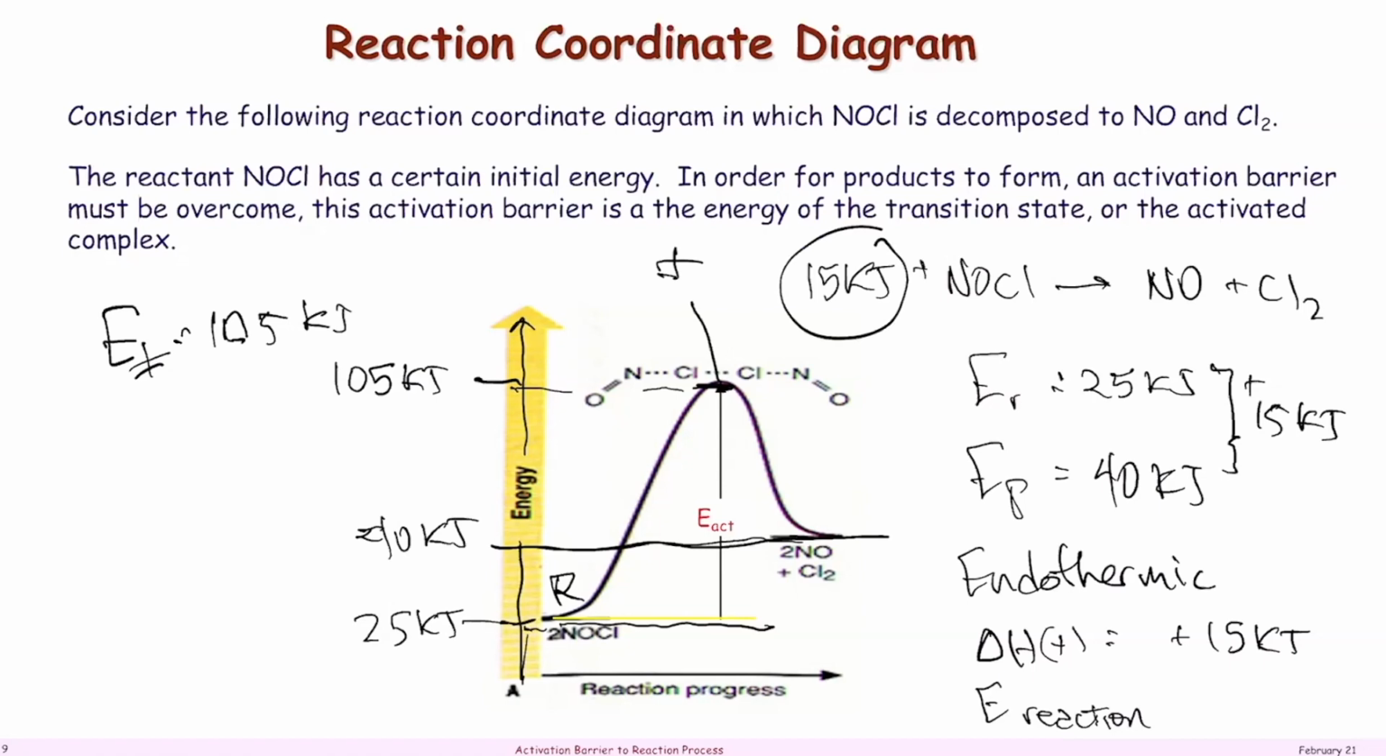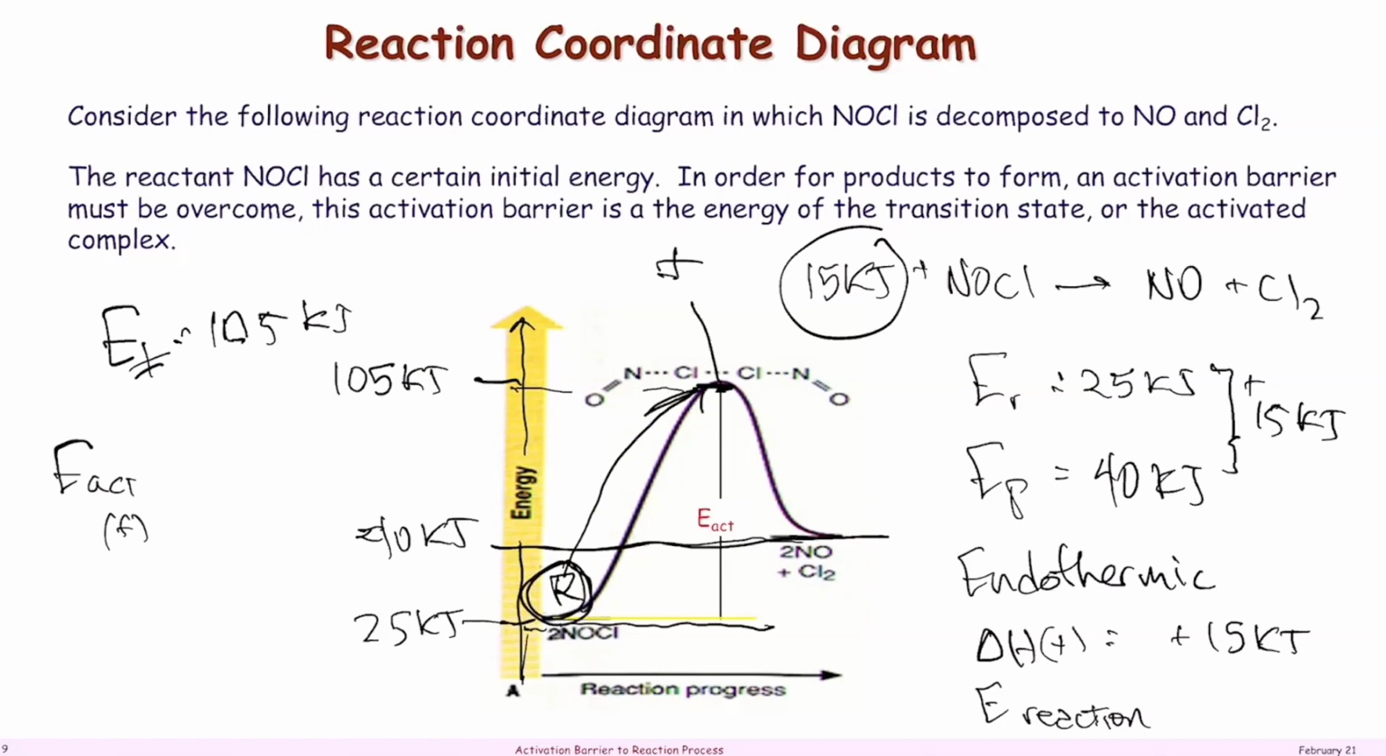Now, for this reaction to occur, we said it needed 15 kilojoules. It actually needs more than that, but that's in terms of thermodynamics. 15 kilojoules, NOCl goes to product. Okay, it requires an input of energy. It actually requires more than that, and that is called the activation energy in the forward direction. In order for this reaction to really take place, this chemical, NOCl, needs to overcome that barrier.